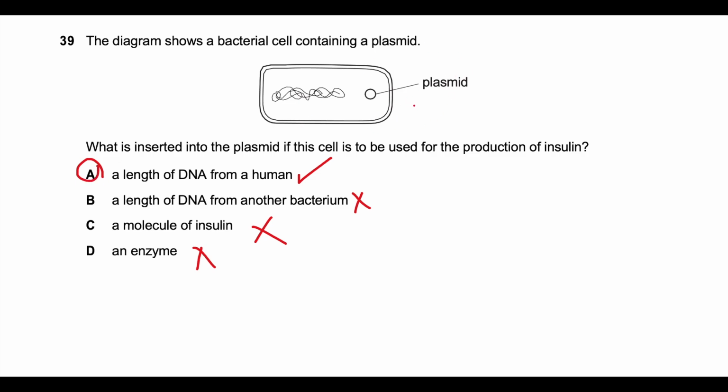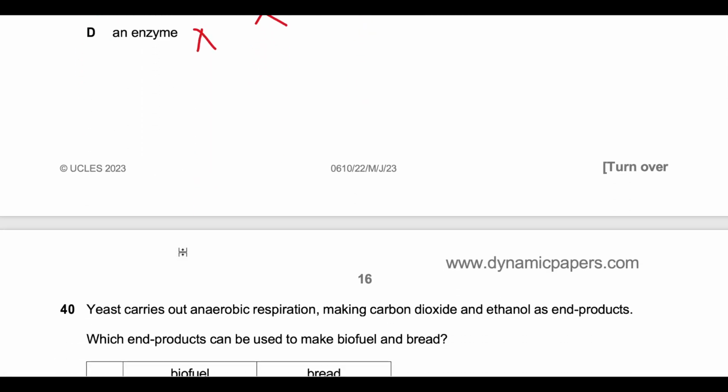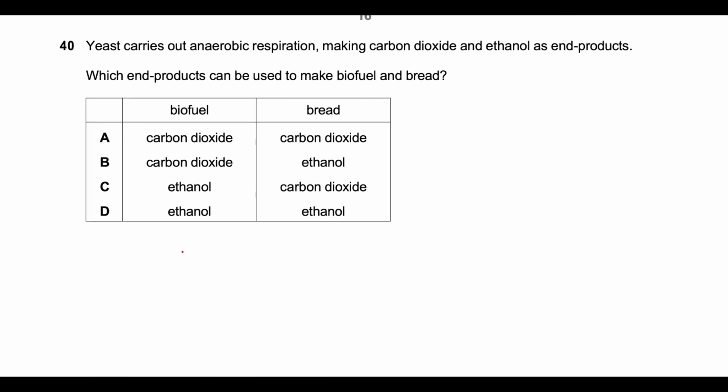Actually, this is a recombinant DNA. We will cut a certain part of DNA from a human using a restriction enzyme, and the same restriction enzyme will be used to cut the plasmid. Then we'll bring that part that will produce insulin in the human DNA, insert it, and recombine it again with the plasmid with the ligase enzyme, then to produce the insulin hormone. So the right answer here is what? A. Let's move to question number 40.